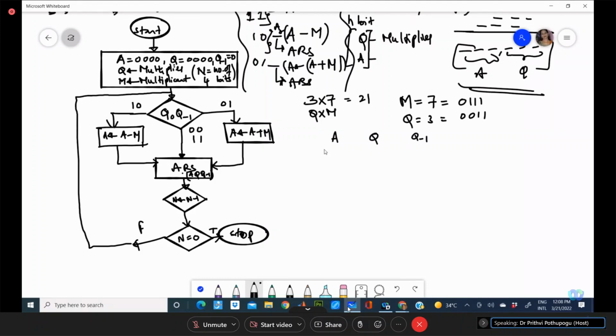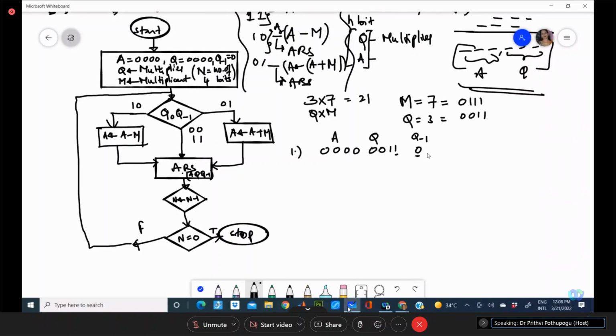A is initially 0 0 0. First step I am taking in. And Q is 0 0 1 1. And this Q minus 1 is 0. Now check this bit and this bit, because this is Q naught and this is Q minus 1.